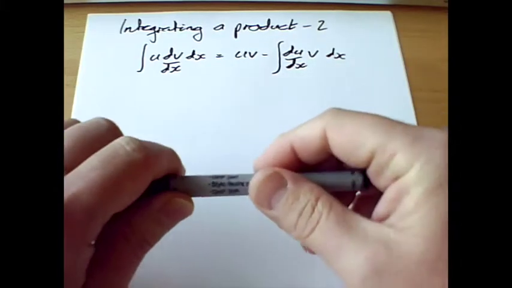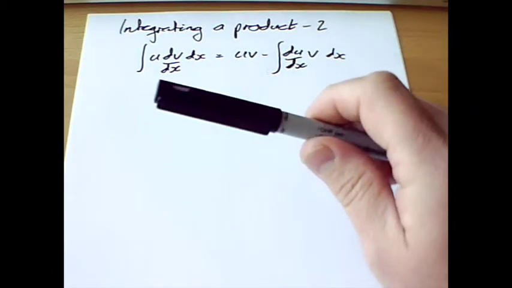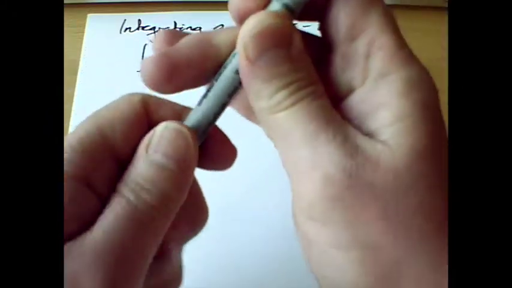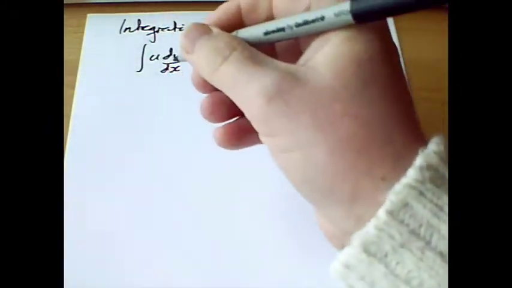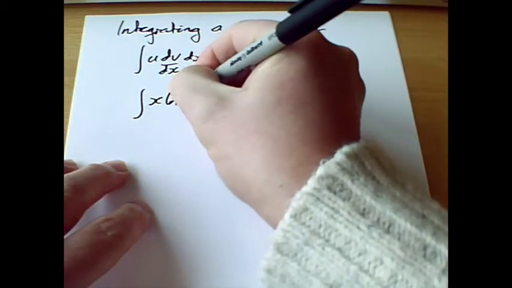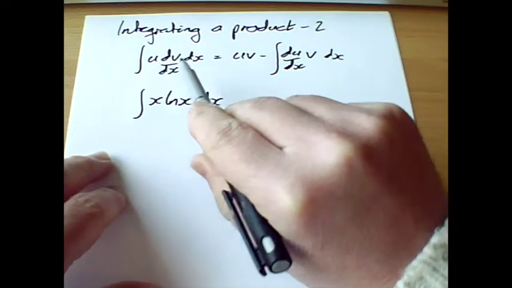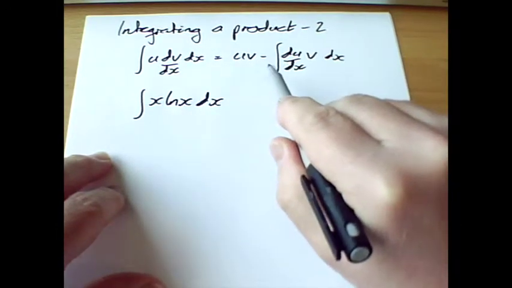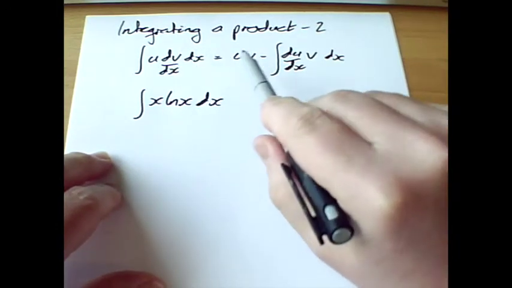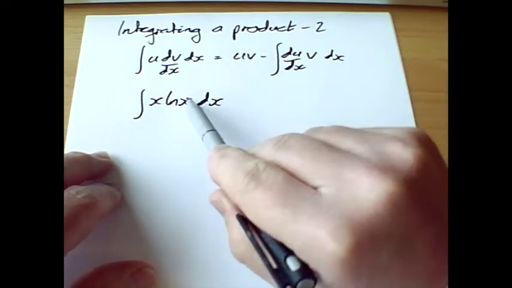Another video about integrating a product. We're going to look at a particularly interesting situation here with integrating x ln x dx. Now I've written out the integration by parts formula up here, which is in the formula book, and we're going to use this technique to swap this difficult integral here for another one that we hope will be much easier.